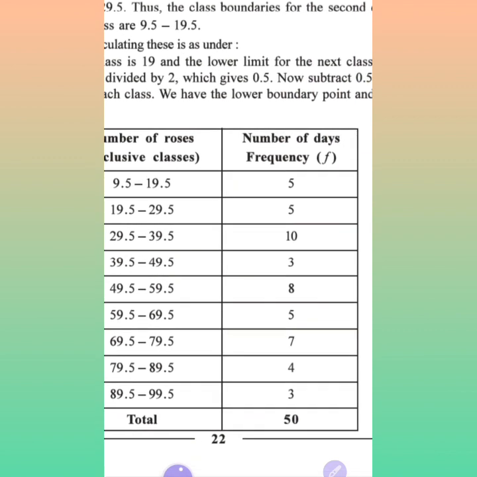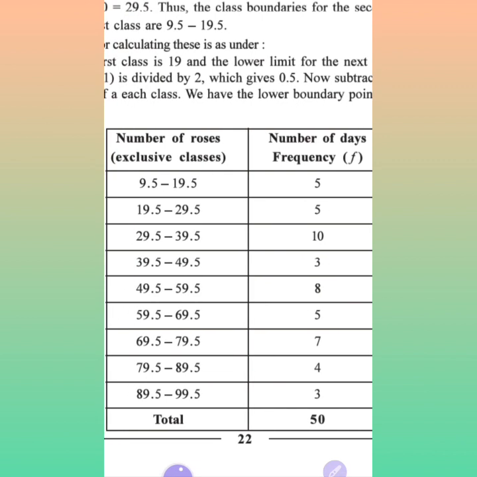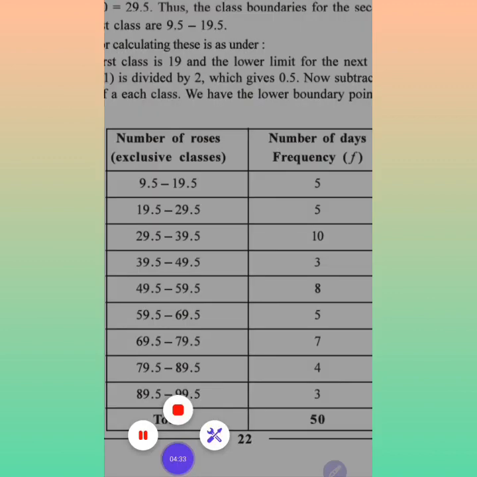Then again, what are you going to do? You have to write the frequencies. We have already found out the frequencies in our last sum. That only we will write over here, and yes, you got your total to be 50. That is how we converted the inclusive classes into the exclusive one.